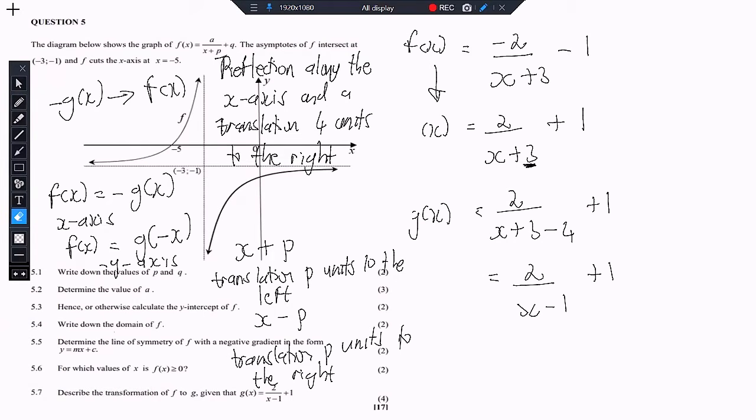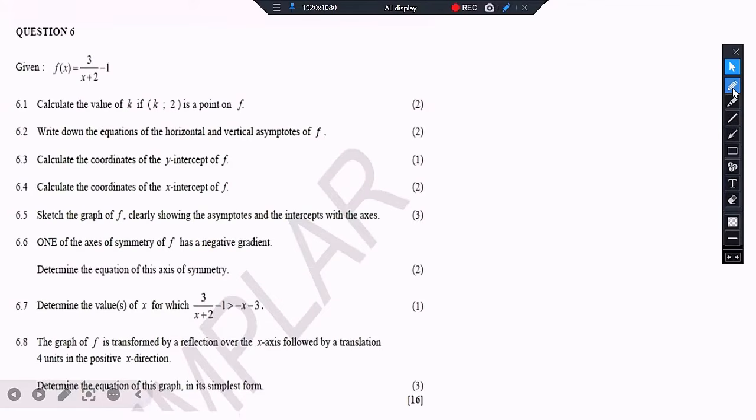Let's now proceed to the next question. Okay, so now we are on this question 6 here. It says, given f of x is equal to 3 over x plus 2 minus 1, calculate the value of k if k, 2 is a point on f. We understand that we are given coordinate form. This represents our x value and the 2 represents our y value. So we want to find the value of k by substituting in this equation: where there is f of x, which is y, let's put 2 there. And where there is x, we replace it by k. So this is 3 over k plus 2, then minus 1.